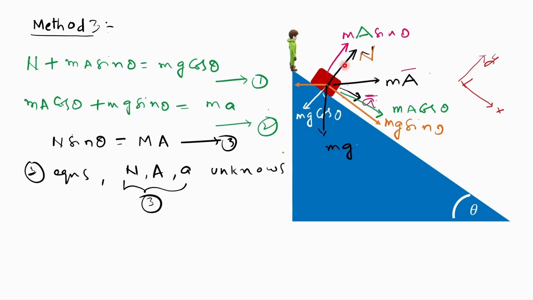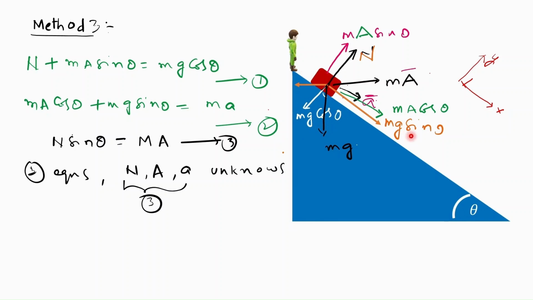In method 3, we consider along the inclined as the x-axis and perpendicular to the inclined as the y-axis. We apply the force equation for this block with respect to the wedge frame, which is moving with acceleration capital A. In an accelerated frame, to apply the force equation, we have to consider pseudo forces also. This wedge is moving towards left with acceleration A. Therefore, pseudo force acting on this block is equal to mass times the acceleration of the wedge, which is opposite to the acceleration of the wedge. Along the perpendicular to the inclined, it is in balanced state. Therefore, upward force N plus mA sin theta is equal to mg cos theta.